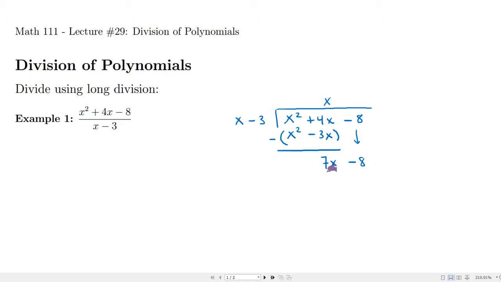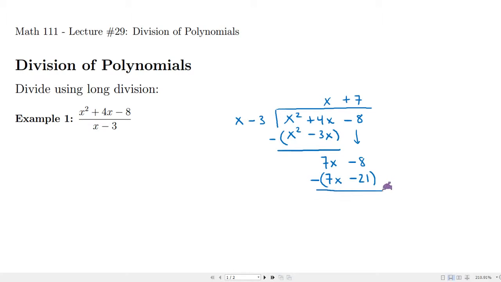So now looking at this, the 7x minus 8, and starting the whole process all over again, you cover up everything that you're dividing by except for the leading term. What do we need to multiply x by to get 7x? Well, we would have to multiply this by 7. So we're going to put that there, plus 7. And then now you take the 7, and we're going to multiply by this whole expression you're dividing by. So we would get 7 times x is 7x, and then 7 times minus 3 is minus 21. And now this is what you're going to subtract.